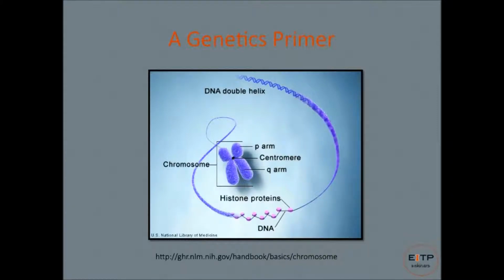So we're going to start off by just reviewing some basics of a little bit of genetics. Some of this may be review for some folks, but both of the disorders that we're going to focus on today have a pretty clearly defined genetic basis, so we want to make sure we're all on the same page when we're talking about the language of these disorders.